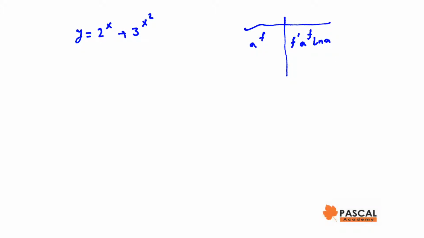Let's find the derivative of 2^x plus 3^(x²). The derivative of a^f is f' a^f ln a. Therefore, the derivative of this function is 2^x ln 2 plus, f in this case is x², 2x times 3^(x²) ln 3.